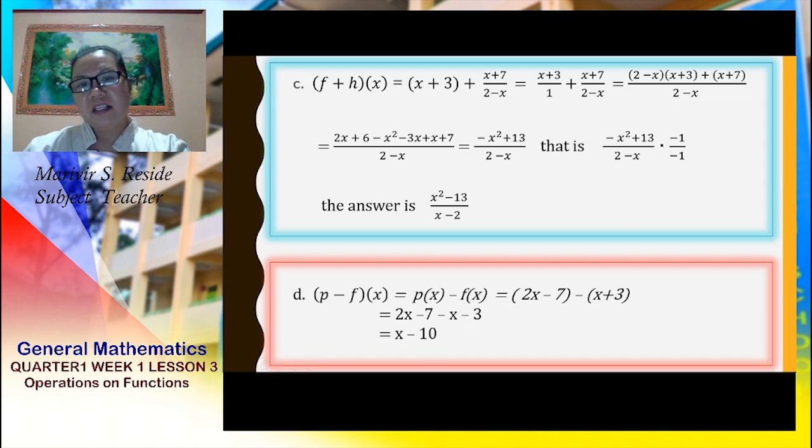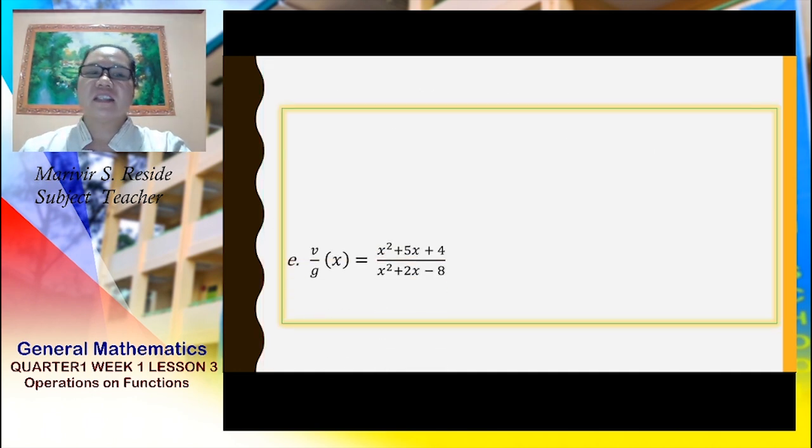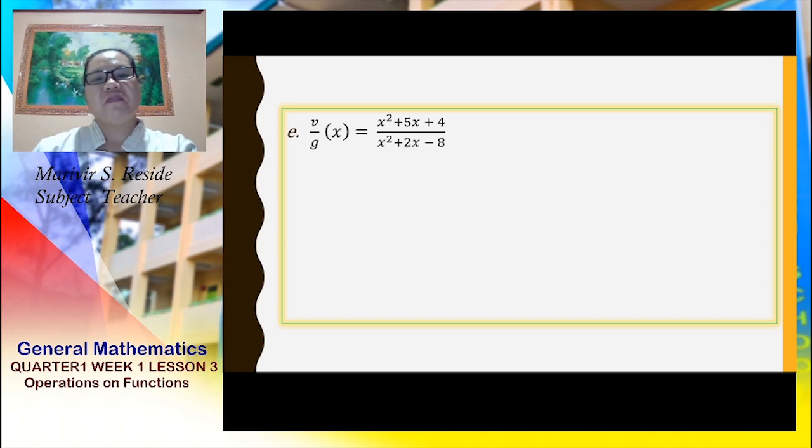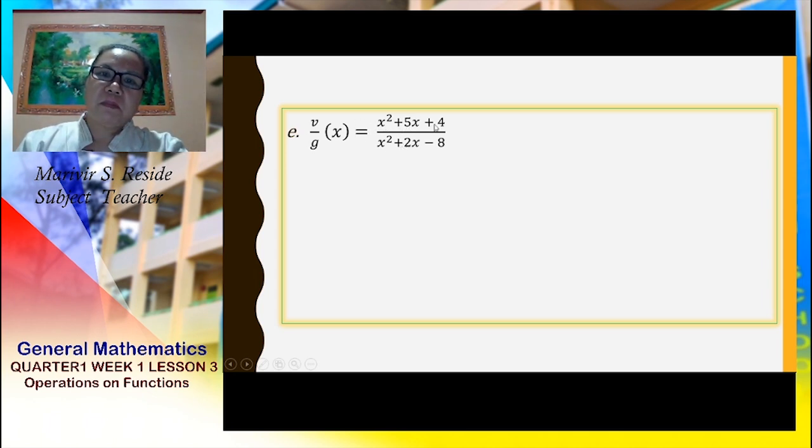I hope you are getting the lesson clearly, guys. So let's have the last one. Obviously, it's the division of functions. We have v over g of x. You will have here v of x over g of x. Substitute the two, x squared plus 5x plus 4 over x squared plus 2x minus 8.